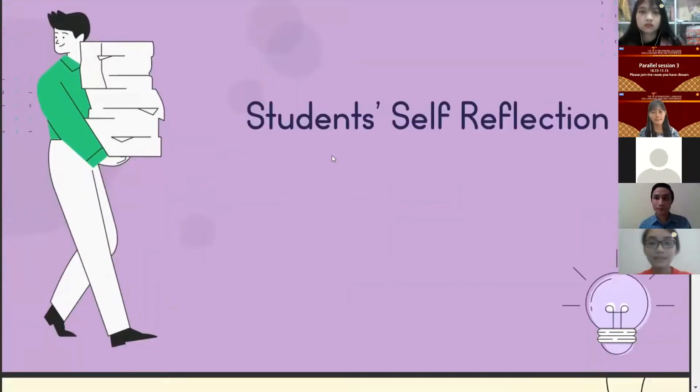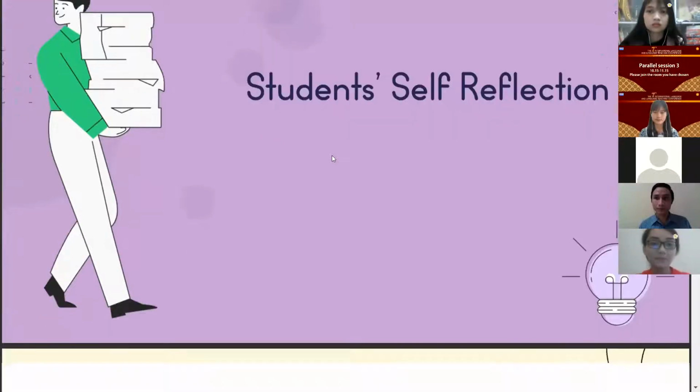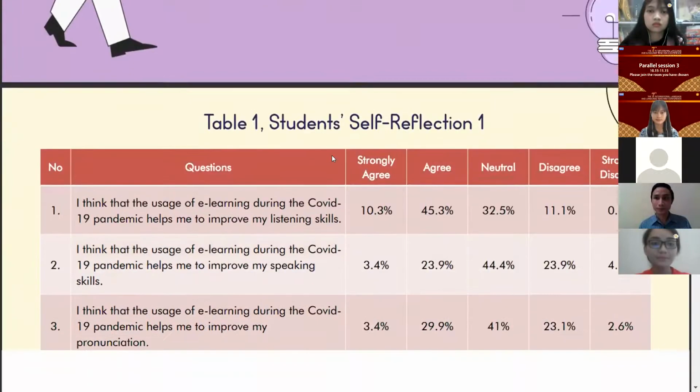As explained earlier, it looks not just at the gain factor, but more at the ability and preparation of everyone within an organization, whether policymakers, lecturers, or students. And here there are two parts of findings. The first one is the students' self-reflection. Let's move to table 1.